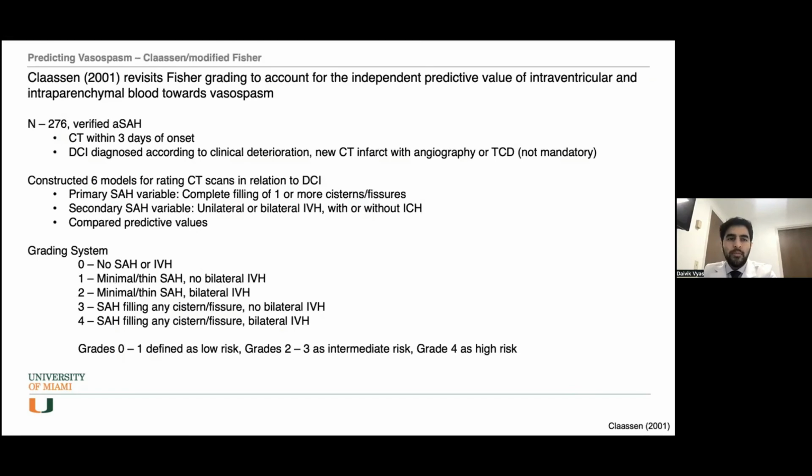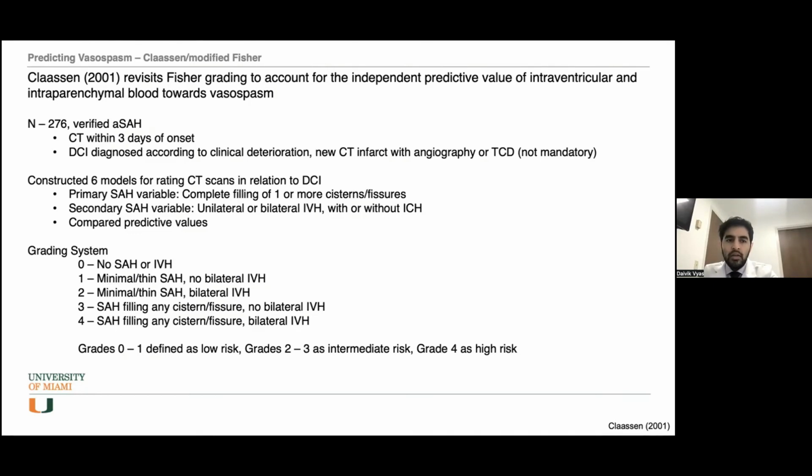But we take one step forward and go to 2001, where Claassen actually revisits the Fisher grade and wants to spend more time accounting for the idea of what intraventricular and intraparenchymal blood clot contributes towards vasospasm risk. So in their case series of 276 patients who had CTs done within 3 days of symptom onset, they diagnosed delayed cerebral ischemia according to either clinical deterioration or a CT scan that showed infarcts, but it wasn't necessary that these patients had angiography or TCDs done.